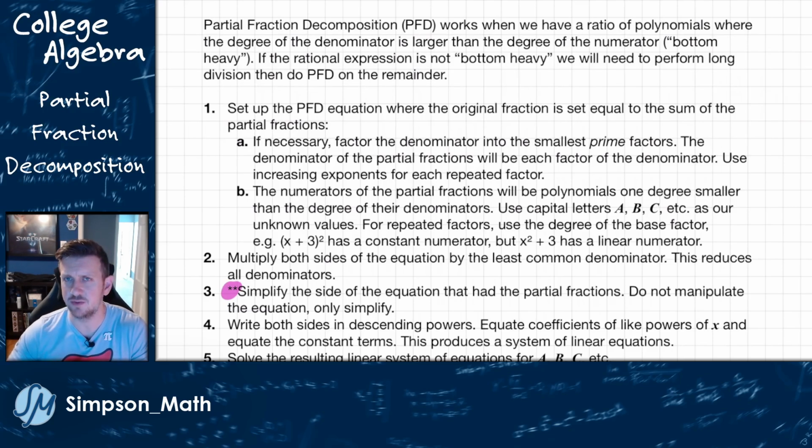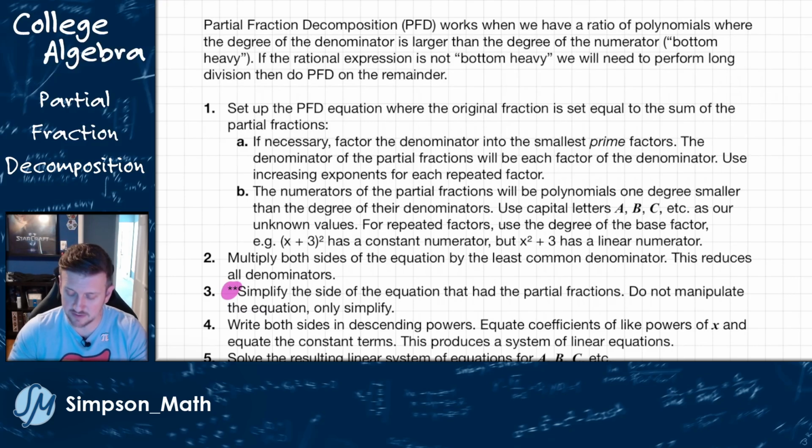Often these numerators aren't even factorable, just because of the way these PFD problems work. At least the nice ones, they're kind of a jumbled mess in that numerator. So you could check it, but it's not really necessary for the process. If necessary, we do need to factor the denominator into the smallest prime factors. So make sure to go all the way down until you get to a prime factor.